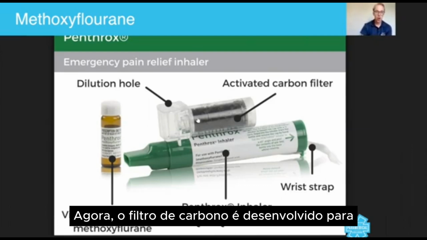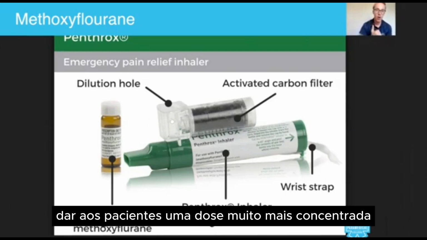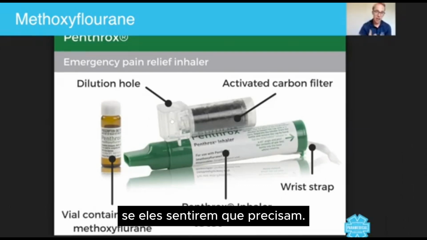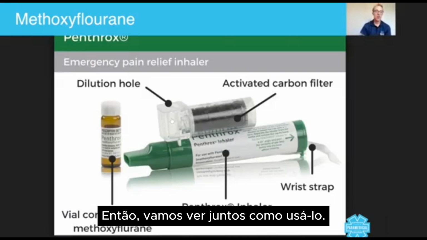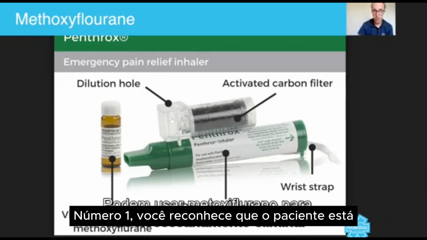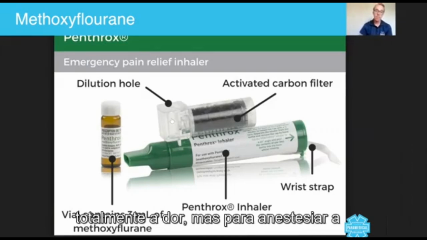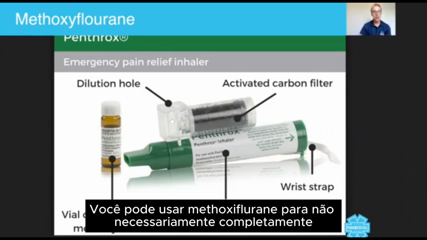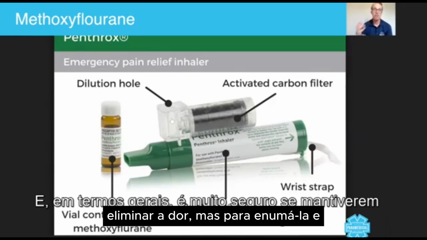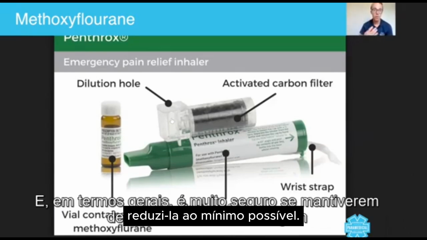Now the dilution hole is designed to give patients a much more concentrated dose if they feel they need it. So let's go through together how we use it. Now number 1, you recognize that the patient's in pain. You can use methoxyflurane to not necessarily completely get rid of pain, but to numb the pain and to reduce it to the lowest threshold possible.